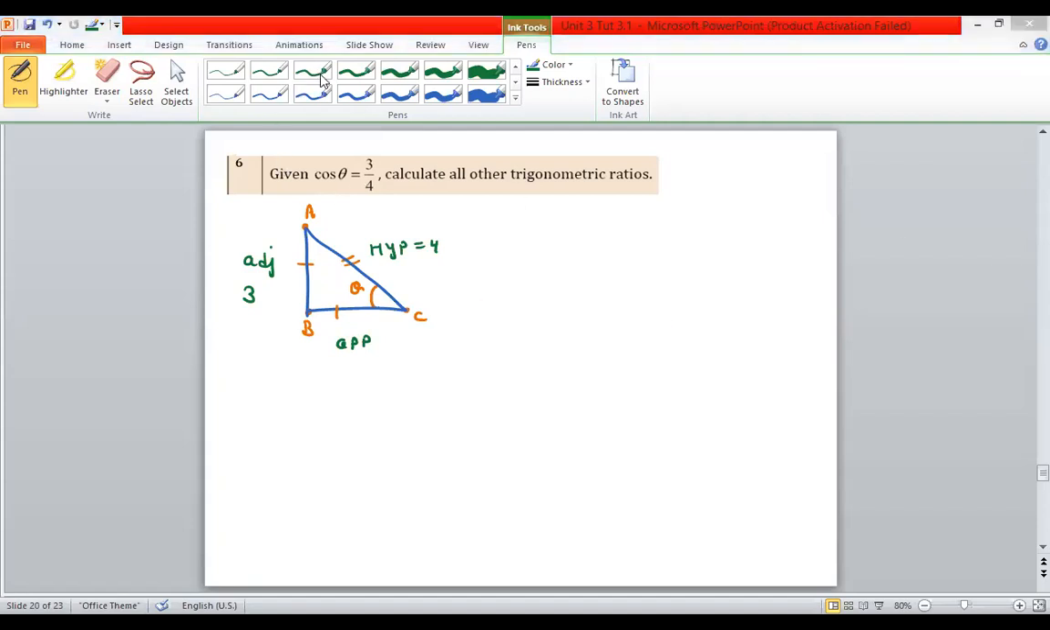Ma'am, how does the answer 3 come for AB? Look here. I can put the C as a theta. So the cos theta is given to you. It's 3/4. The formula of the cos theta is adjacent upon hypotenuse.